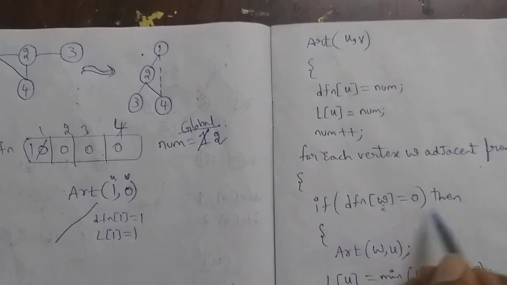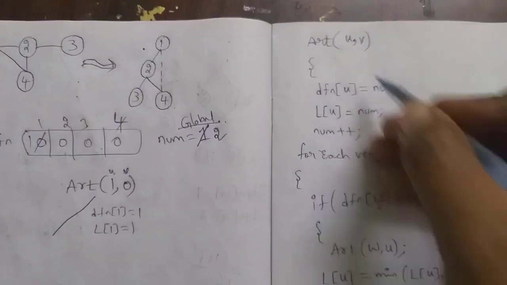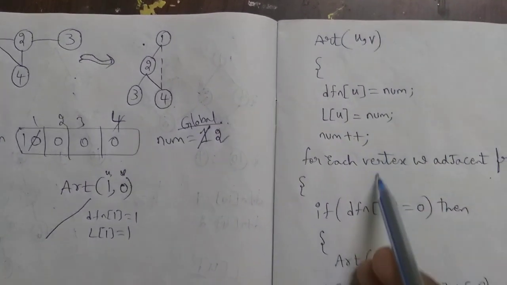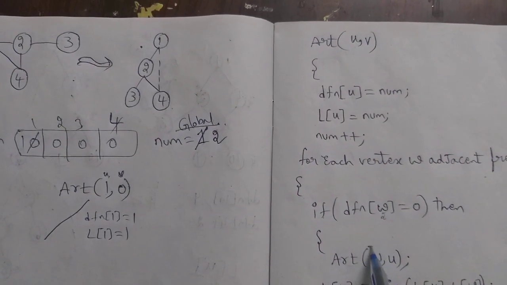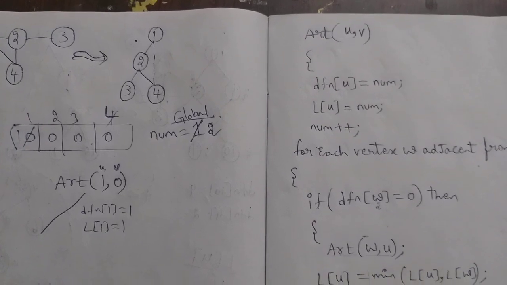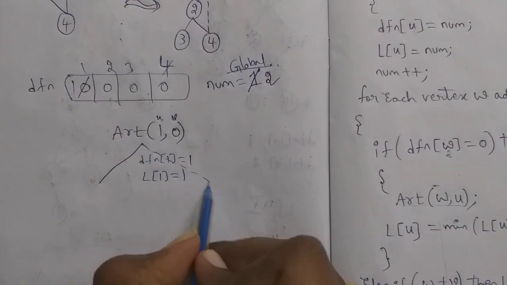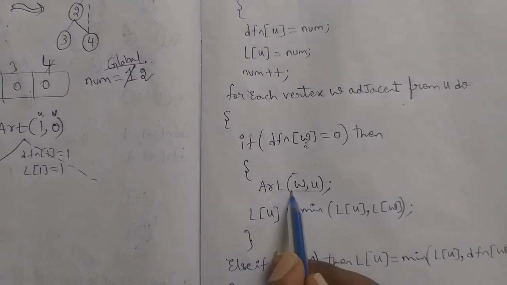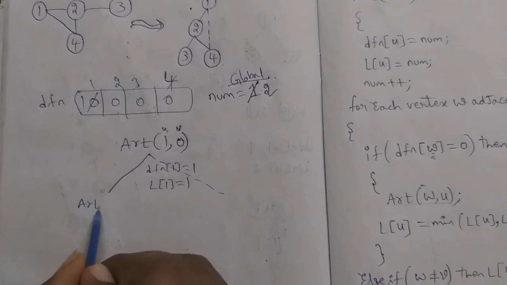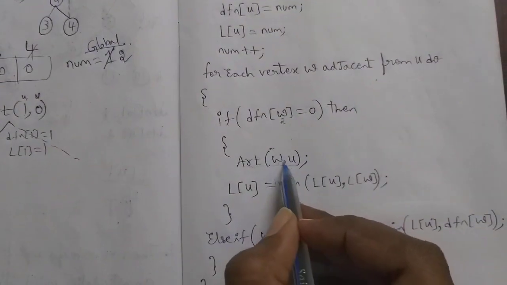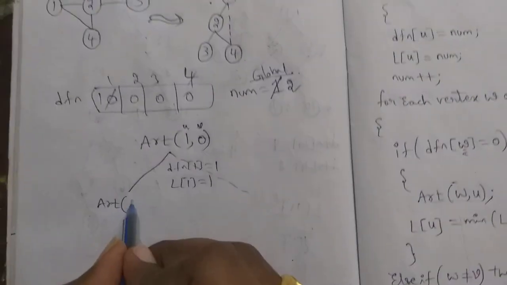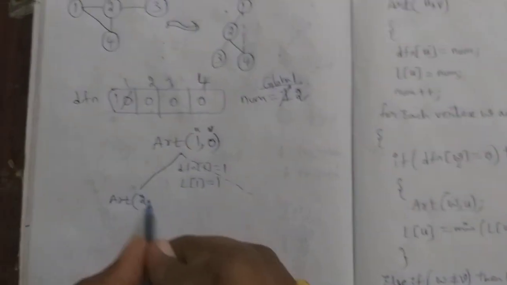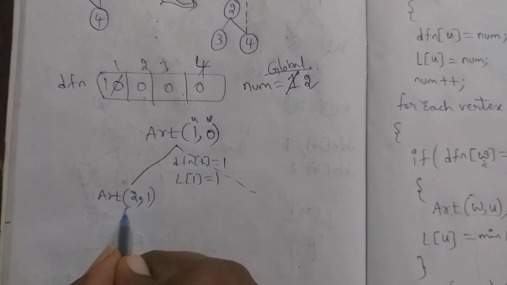For 2, the depth first number is 0, and it is adjacent from 1. Then what do we need to do? We need to call the articulation function recursively again. Articulation of 1 comma 0 is executing, and its execution is interrupted by this function call. It has pending statements. Before executing those pending statements, control starts executing this articulation function again, articulation of w comma u. Here w is 2, and u is the parent of 2, which is 1. Articulation of 2 comma 1 is called.